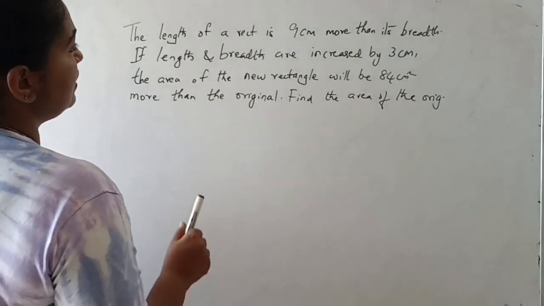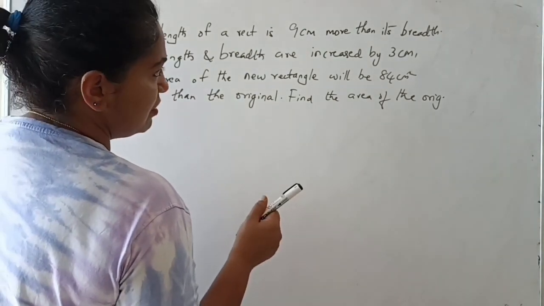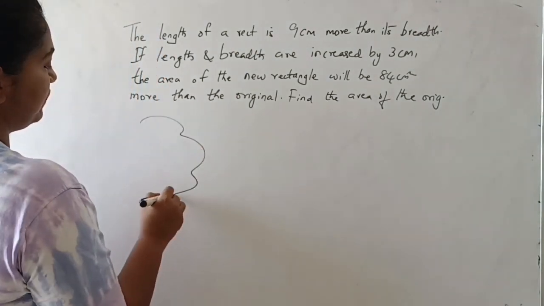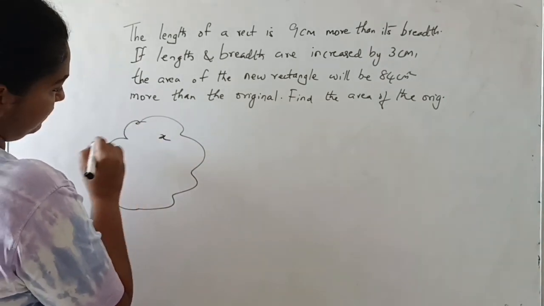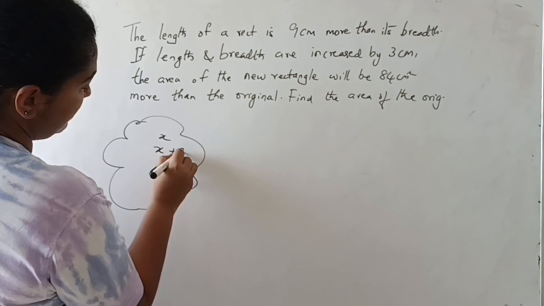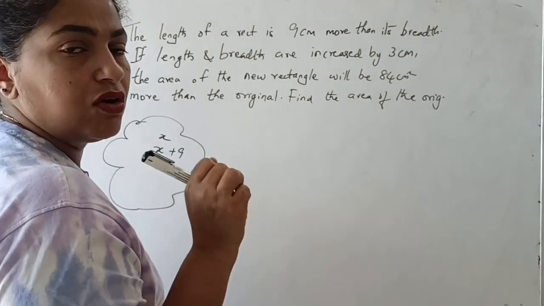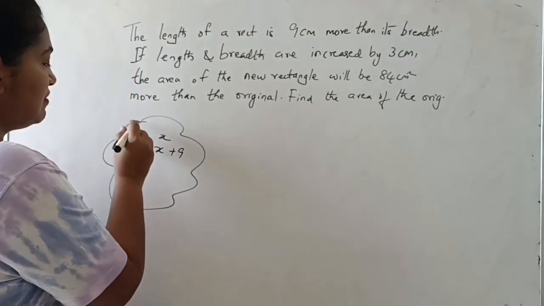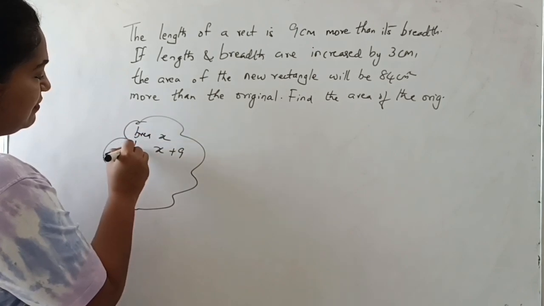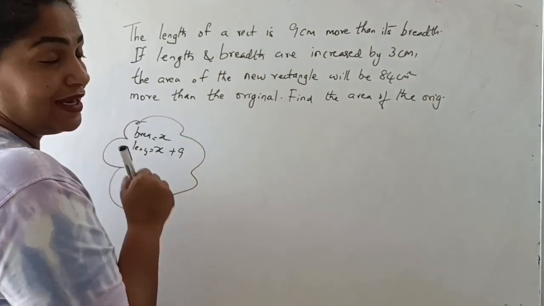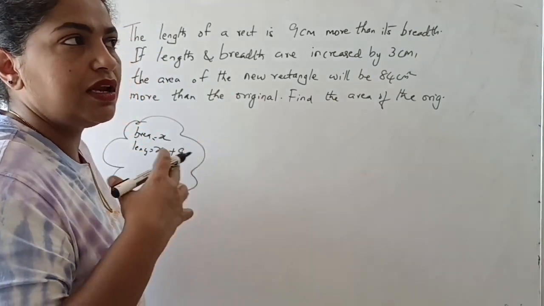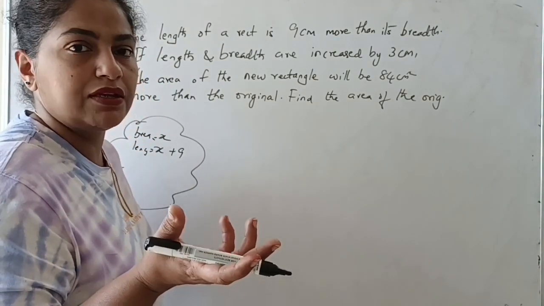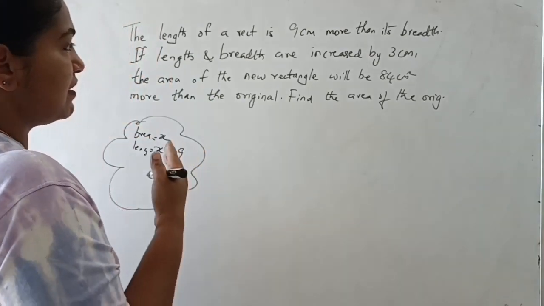The present situation is that the length of a rectangle is 9 cm more than the breadth. So, if I am taking the breadth as x, my length will be x plus 9. Or if you are taking the length as x, the breadth will become x minus 9. It's left to you. However you want to take it, you may take it. I have taken x and x plus 9.